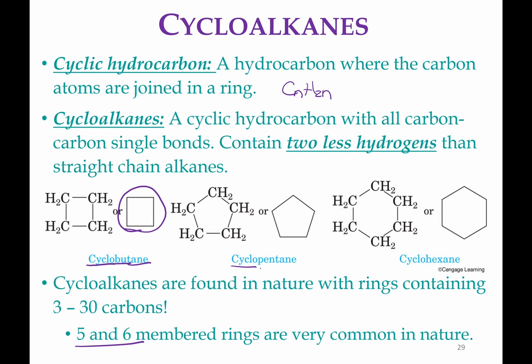Cyclo, it's a ring. Pent, it's a 5-membered ring. Ane means it's a 5-membered all single bond ring. So that's where we see a pentagon. Cyclohexane is a 6-membered. Cyclo means ring, hex means 6, and ane means all single bonds. So there we go. All right, so let's look at naming these.